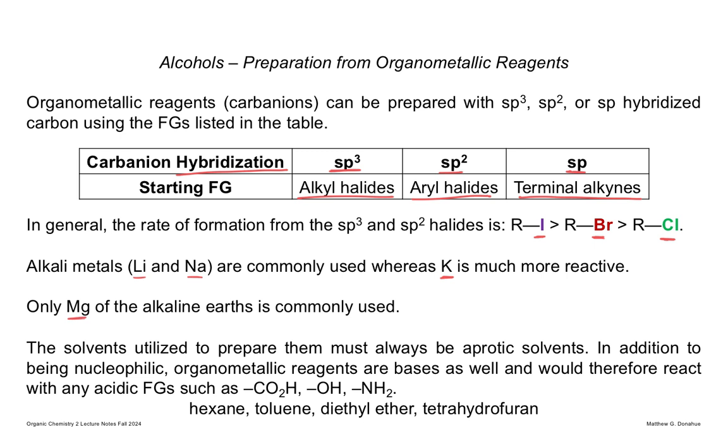With magnesium, magnesium 0 goes to magnesium 2 plus. So that metal will actually hold 2 of the carbon anion ligands.